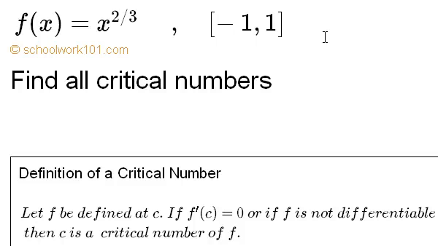Okay, we're talking about absolute extrema in this section. We've got the function f of x equal to x raised to the 2/3 power, and we're on the closed interval between -1 and 1. What we're going to do here is look at another possibility of the definition of a critical number. Remember, in an earlier problem, we were focusing mainly on this part of the definition. Now we're going to go with if f is not differentiable at x equals c.